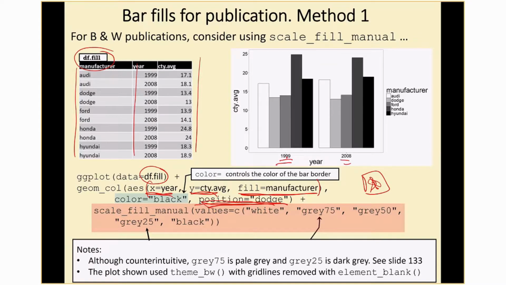And then I'm going to add scale fill manual. So we saw scale fill manual earlier, but now I'm going to pick some values that are suitable for a black and white publication. So there's the open and close parenthesis. There's my values, and here's my vector. White, gray 75, gray 50. Again, the order matters. So white is going to be the Audi, and gray 75 is going to be the Dodge. And I must admit this is a bit counterintuitive because gray 75 is actually pale gray, and gray 25 is actually dark gray.